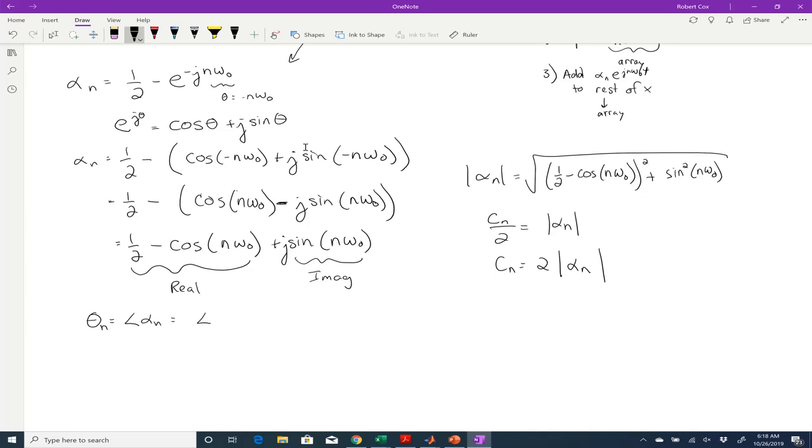So that's the angle of 1/2 minus e to the negative j n omega naught. Okay? So I have the angle of the sum of complex numbers, right? One complex number is 1/2, the other is minus e to the negative j n omega naught. Well, what's the angle of 1/2? The angle of 1/2 is 0. Then I'm going to say plus the angle of minus 1 times e to the negative j n omega naught, like that.